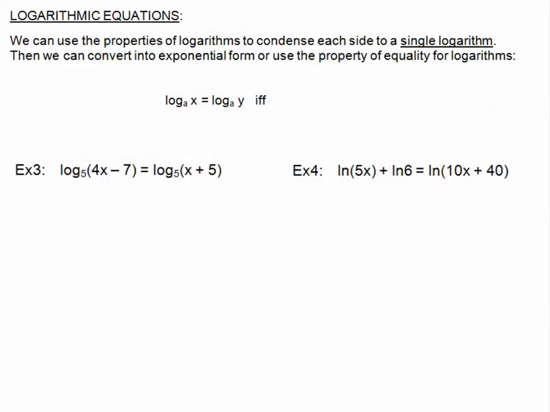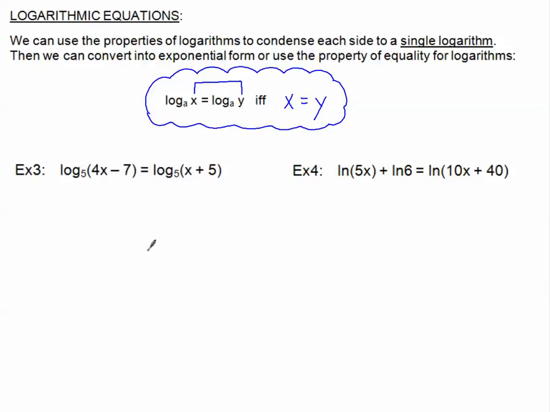Let's look at some logarithmic equations. We can use our properties of logarithms, we've already dealt with those in previous tutorials, to condense each side to a single logarithm. It's important that we're dealing with a single logarithm. Then we can convert into exponential form or we can use our property of equality. And let's talk about that. If we have the log base a of x is equal to the log base a of y, as long as you're dealing with logarithms that have the same bases, you must understand that these two numbers have to be identical. And that's a pretty simple property to deal with. This is the property of equality with logarithms.